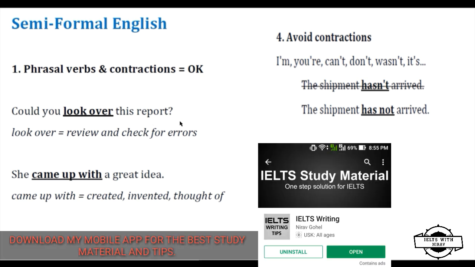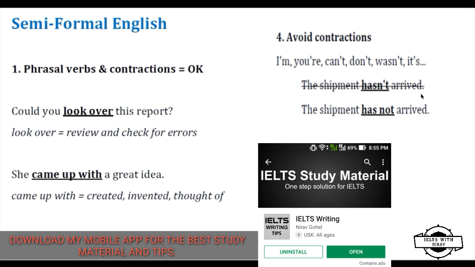Could you look over this report? You can write like this. You can use contractions, like you can write I'm in a meeting, this shipment hasn't arrived. Something like that, you can use contractions, but still you can't use informal words like what's your plan. Something like that you can't use in a semi-formal letter.